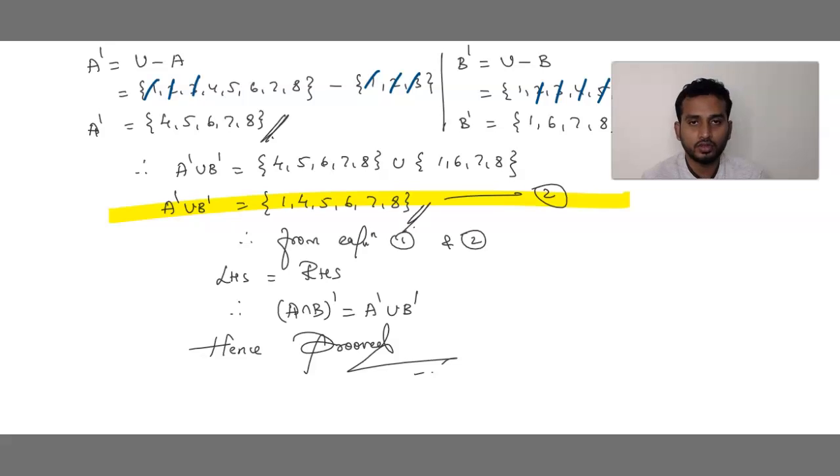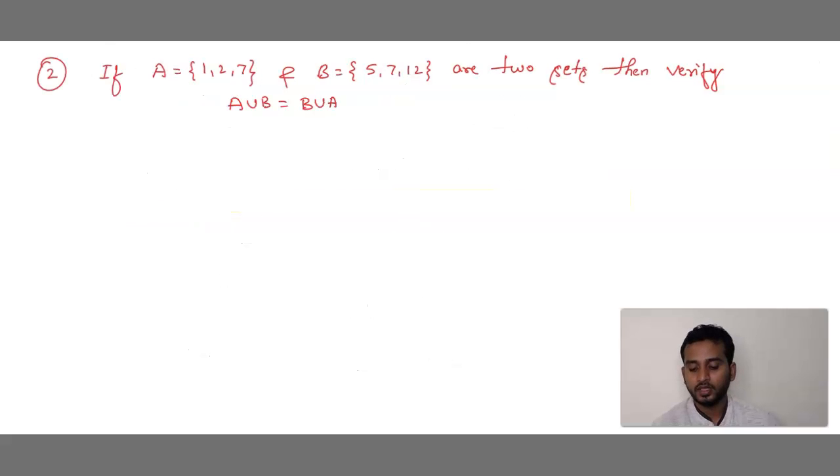I hope you have understood this problem number 1, how to solve a problem based on the topic De Morgan's laws. Now let me solve the second problem. Next problem: if set A is equal to 1, 2, 7 and set B is equal to 5, 7, 12 are two sets, then verify A union B is equal to B union A. Let me solve the problem.